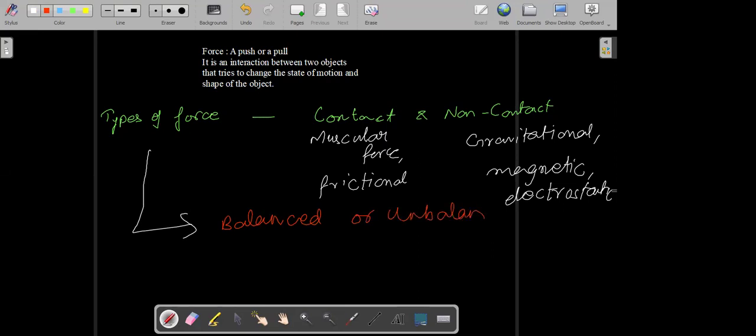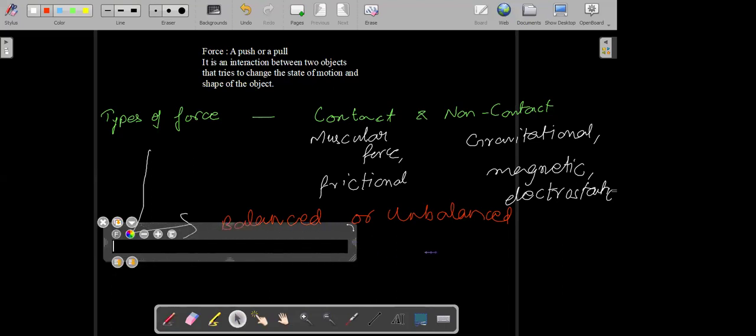So what are balanced forces? Balanced forces need to have net force zero. Yeah, net force has to be zero. If two or more forces are acting on an object and their net sum is zero, then we say that the forces are balanced.